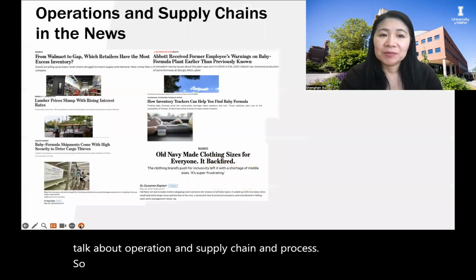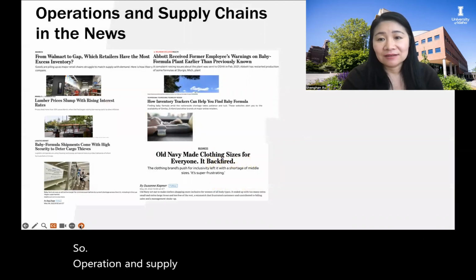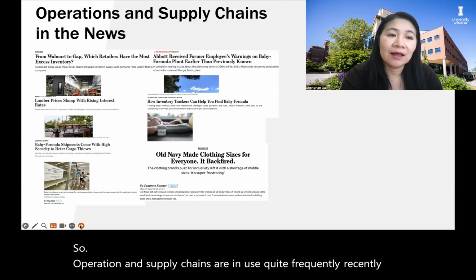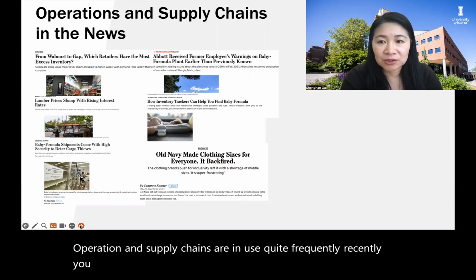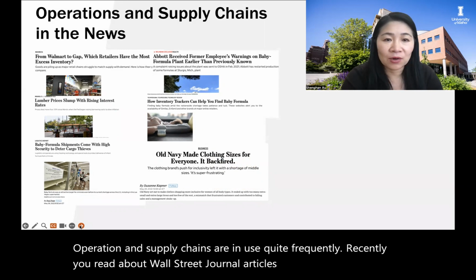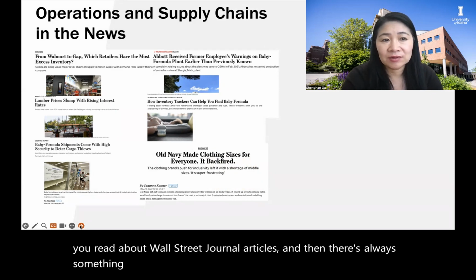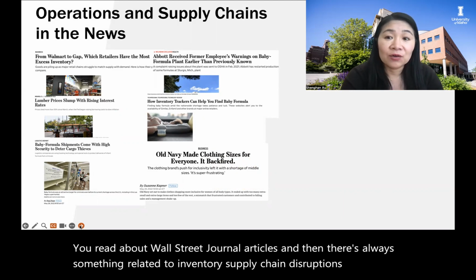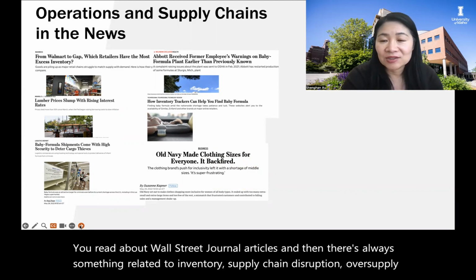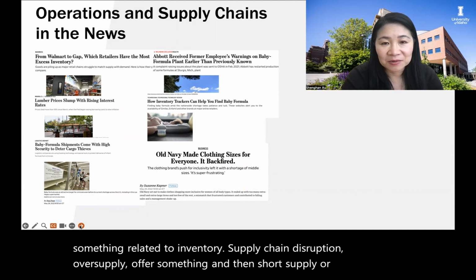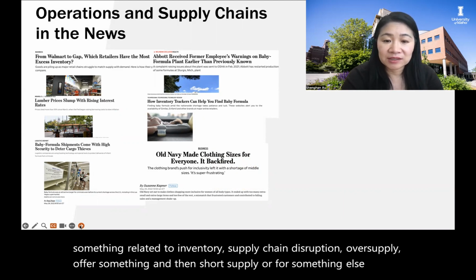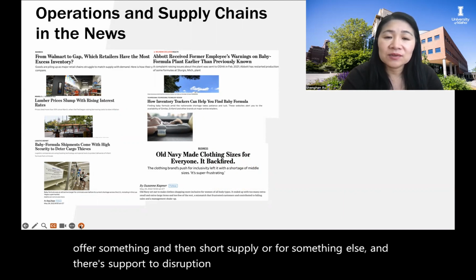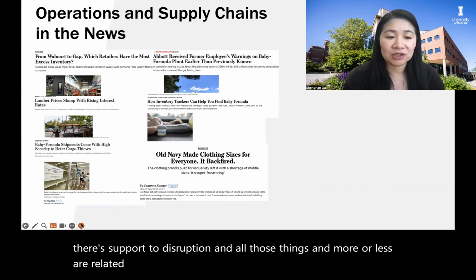Operation and supply chains are in the news quite frequently recently. You read Wall Street Journal articles, and there's always something related to inventory, supply chain disruption, oversupply of something, and then short supply of something else. And there's a port disruption and all those things. More or less, they are related to supply chain.